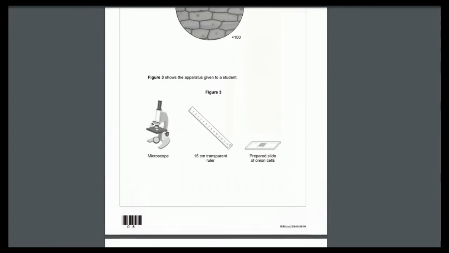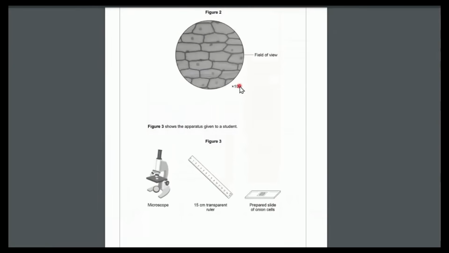Describe how the student could use the apparatus to estimate the mean length of onion cells in the slide. So I'm going to go back up to the equipment and we'll have a little think. Now, there's a couple of ways to do this, and there's like 3 different methods in the mark scheme. I'm just going to go through one of the methods that you can use to work out the mean length of one of those cells.